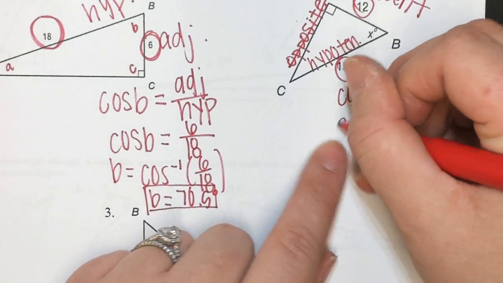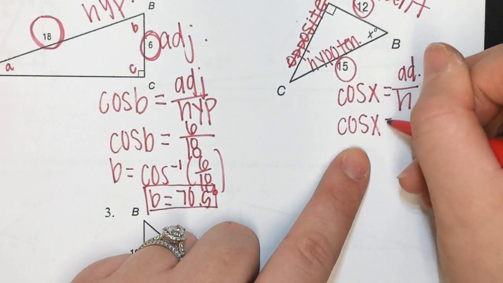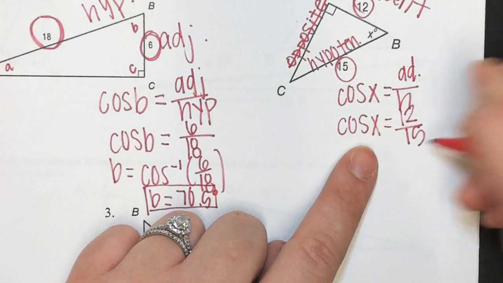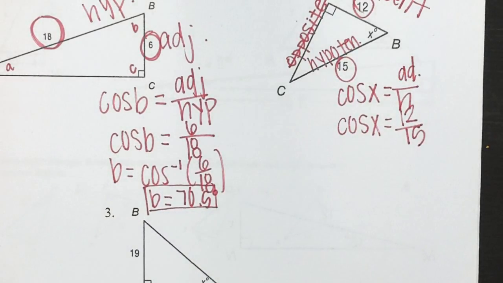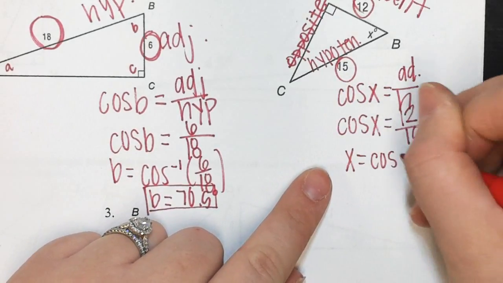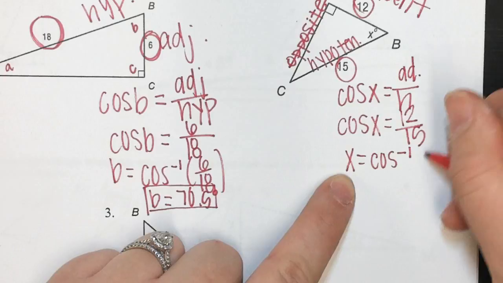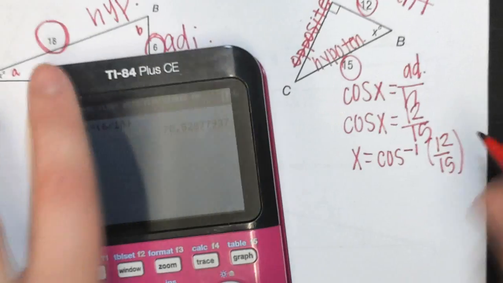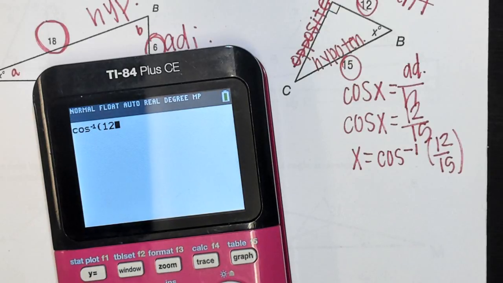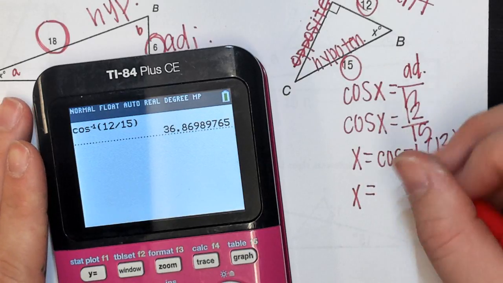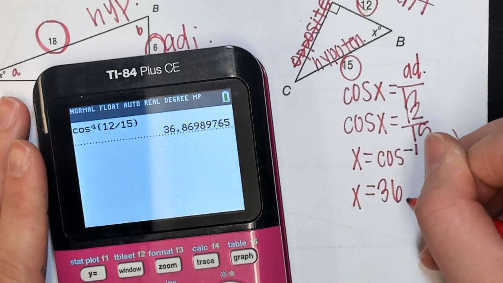When you plug those in, you'll get cosine of X is equal to adjacent is 12, hypotenuse is 15. Now I have to do the inverse. So cosine inverse to get X by itself is going to be 12 over 15. So X is equal to what? 36.9? Is that what y'all got?